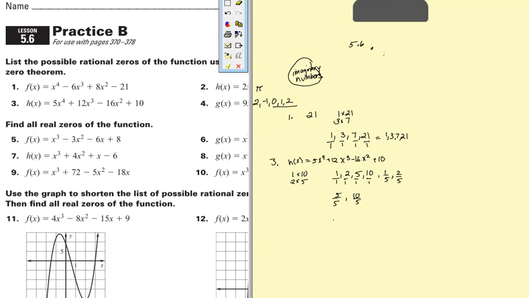So the first group, anything divided by 1 is just itself: 1, 2, 5, 10. Then 1/5, it can't be reduced. 2/5. 5 divided by 5 is 1, and we already have 1 over here, so I'm going to skip it. 10 divided by 5 is 2, and we already have 2 over here, so I'm going to skip it. So this is my final answer for possible rational zeros of the function.